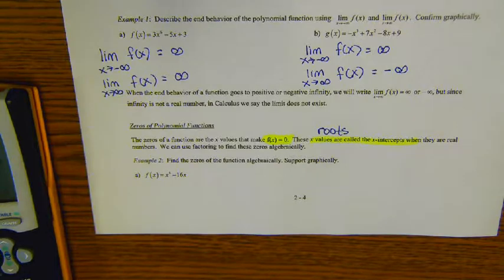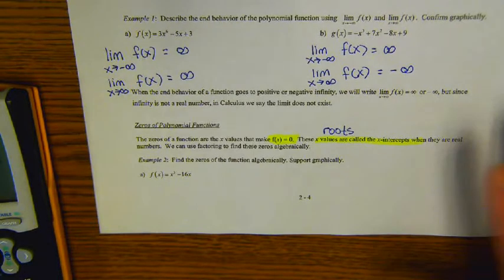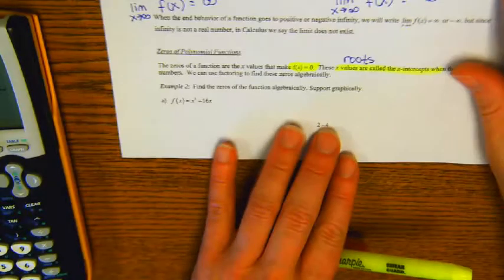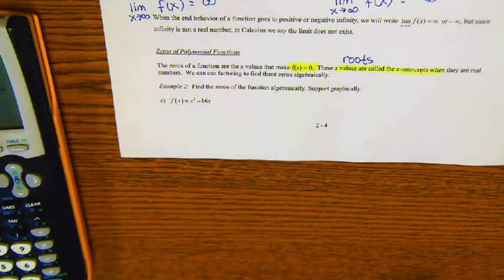Alright, example 2. We're going to do this without a calculator first. Find the zeros of the function algebraically. And so what we're going to do is we're going to set this function equal to 0.